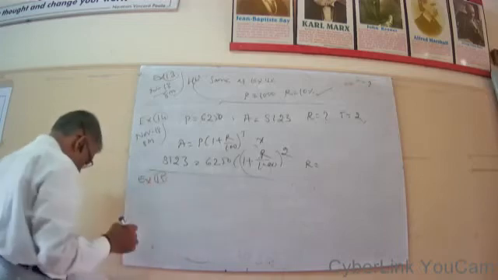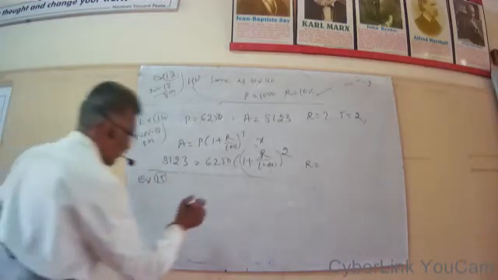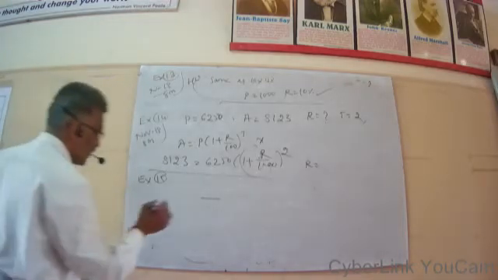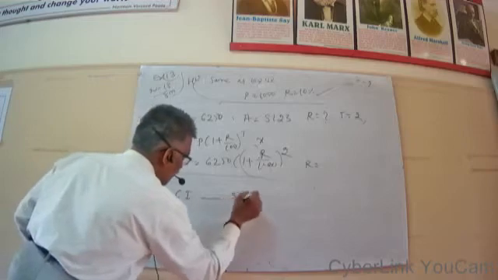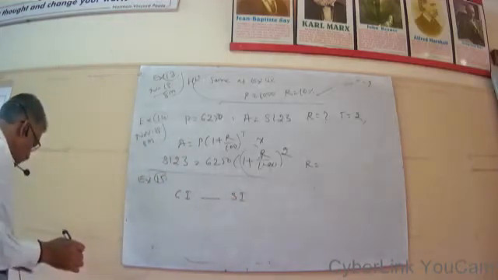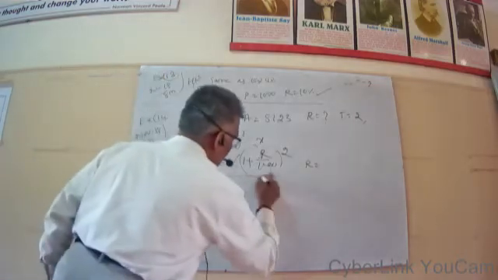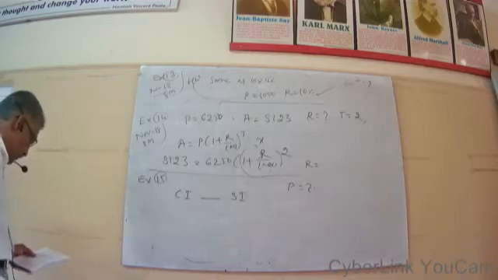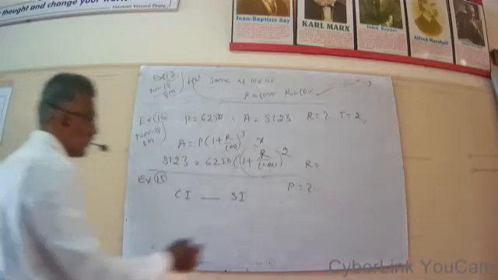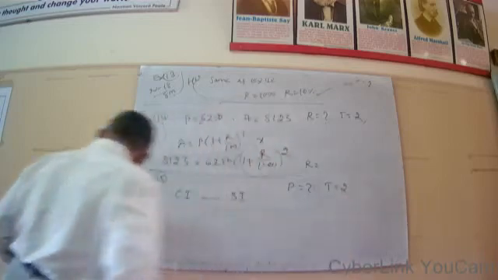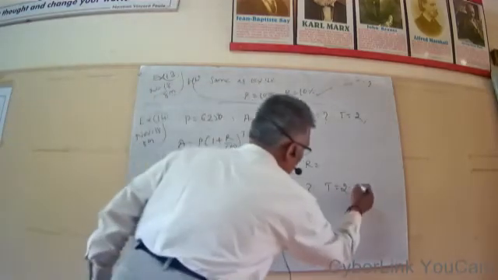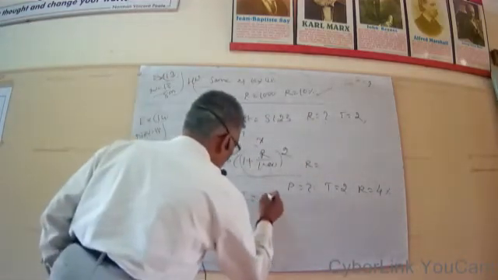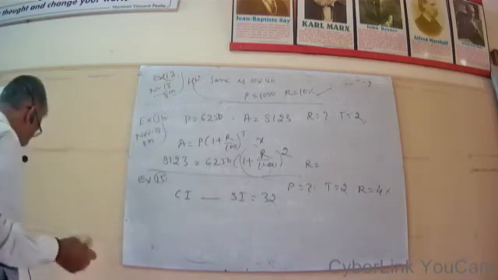So next is example number 15. Example number 15. The difference between simple interest and compound interest of a certain sum of money for 2 years at 4% PA is rupees 32. Find the sum.